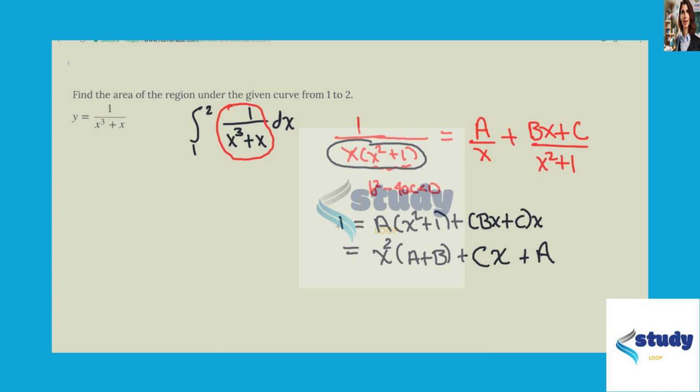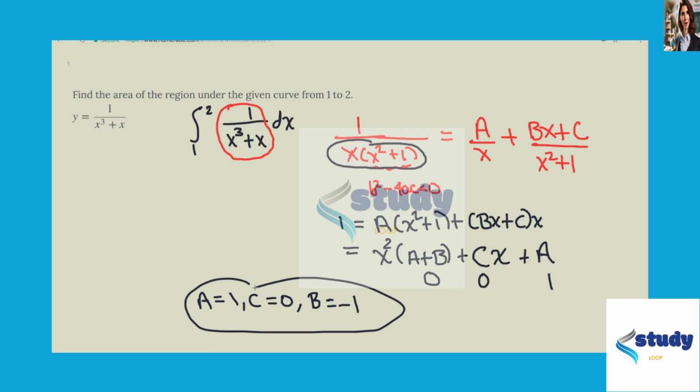So comparing coefficients on the left and the right, we see a plus b must be 0, c must be 0, a must be 1. So we end up with, let's write this out, a equals 1, c equals 0, and by this over here, b is negative 1. Let's just go ahead and plug in these values for a, b, and c into the right-hand side over here, and then we'll evaluate this expression.